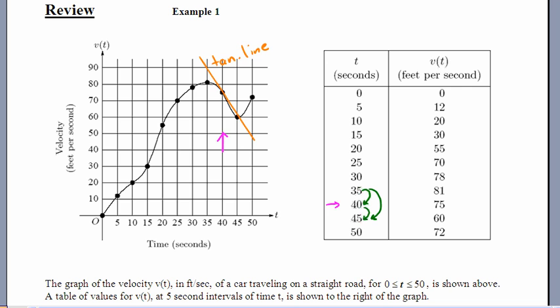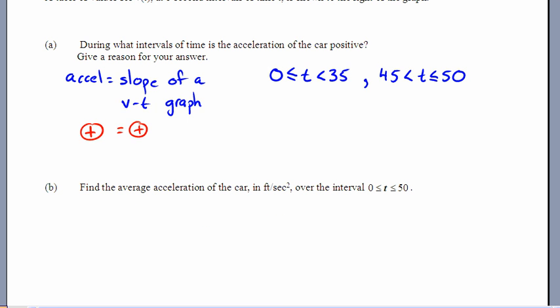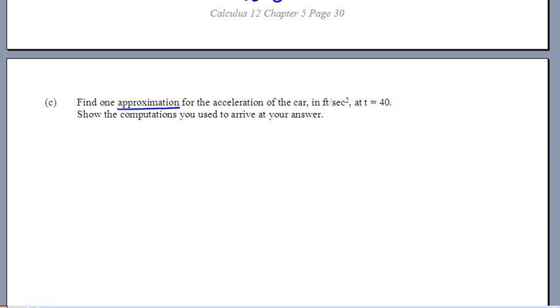I'm actually going to go for the symmetric one. I'm going to go from 35 to 45. Okay, again, key thing, if they want to know the actual acceleration right at time 40, we're going to approximate it, but we're going to approximate the instantaneous slope, the instantaneous rate of change, and that's what we're after here.